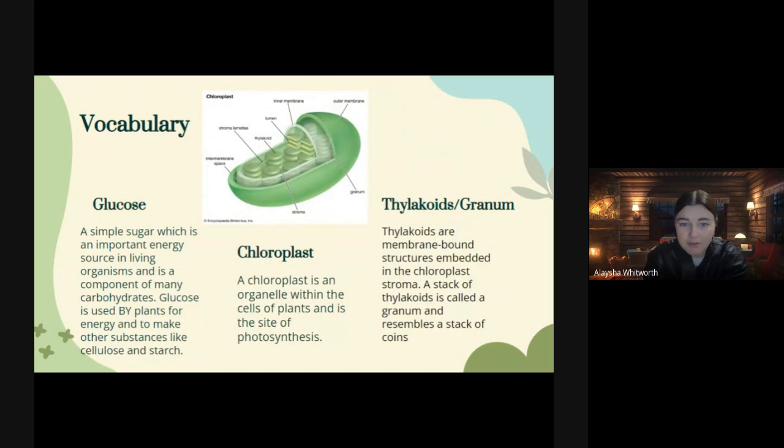We need to know glucose, chloroplast, and the thylakoids or the granum. Thylakoids are the membrane-bound structures embedded in the chloroplast. The stack of thylakoids is called a granum. It resembles a stack of coins or, I think of them as green pancakes. Chloroplast is the organelle in plant cells and is the site of photosynthesis. And glucose is a simple sugar, an important energy source in living organisms and a component of many carbohydrates. It's used by plants for energy and to make other substances like starch.